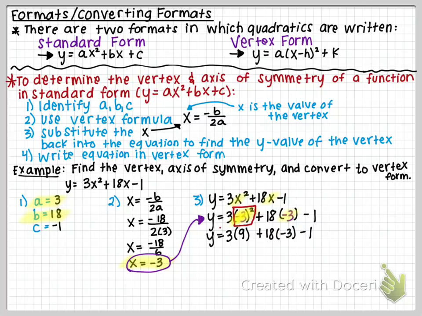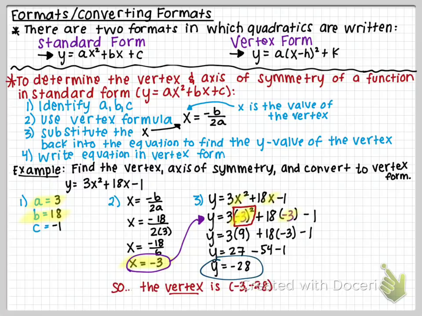Okay, do you see how we got from this step to this step? Because that's really important. So now we have 3 times 9, which is 27. 18 times negative 3 is negative 54 minus 1. y equals negative 28 when we combined all of those. Okay, so now the fourth step is to write it in vertex form. So we know the vertex is negative 3, negative 28.